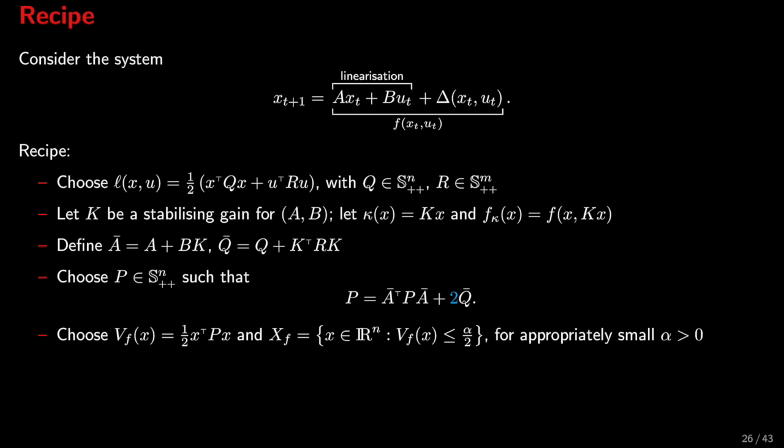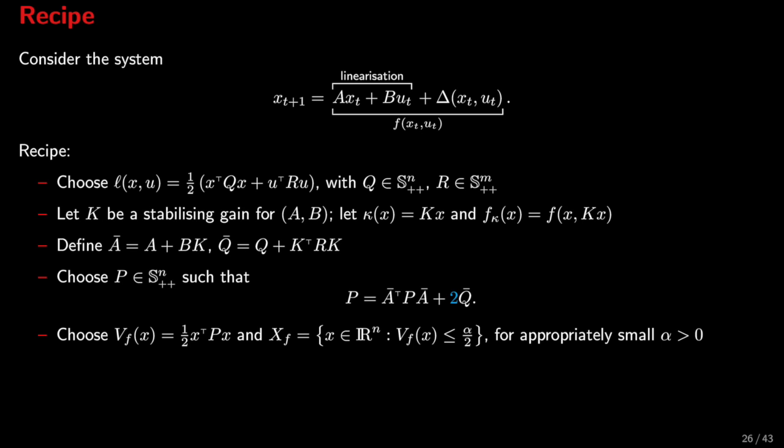So the recipe we will follow is the following. First of all, we will choose a quadratic stage cost function. We will choose l to be 1/2 x transpose Qx plus u transpose Ru, where Q and R are symmetric positive definite matrices. Then, second, we will choose a matrix K, which is a stabilizing gain for (A, B). So we will find the matrix K so that A + BK is a stable matrix. We will denote the corresponding controller by kappa. So kappa(x) is K times x.